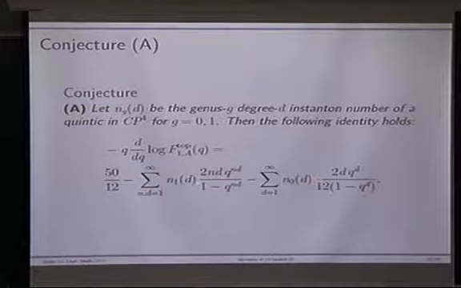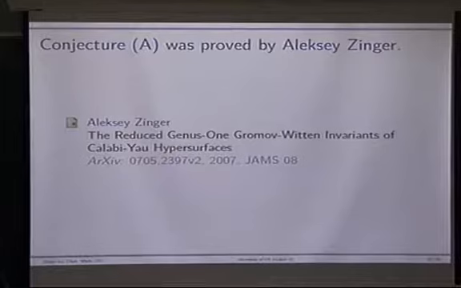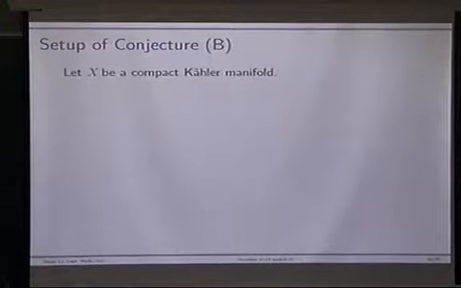N_{0,d} was already known many years ago, so this is considered known. The relation between N_{1,d} and this F1A is written down as conjecture A. This is the symplectic side of the story. Conjecture A was proved three years ago by Alex Zinger at Stony Brook. What we were interested in is conjecture B.